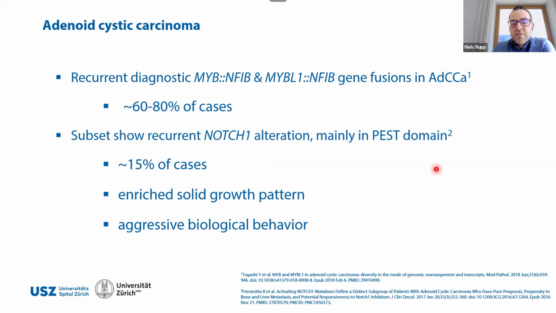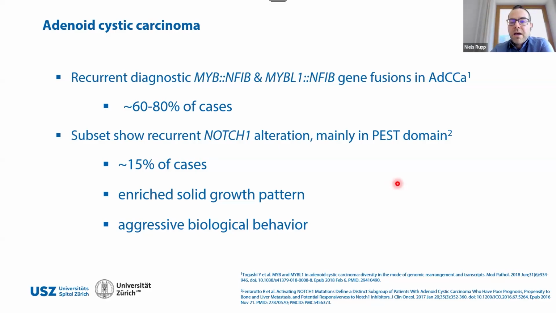So approximately 60 to 80% show a MYB-NFIB or MYBL1-NFIB gene fusion. So what about the other 20%? Actually, we don't know, but probably there are also cases which show enhancer hijacking, as I showed for the acinic cell carcinomas. Some authors also recommend, for example, RNA in situ hybridization for MYB mRNA, which is stabilized and overexpressed also in cases where you do not find a gene fusion.